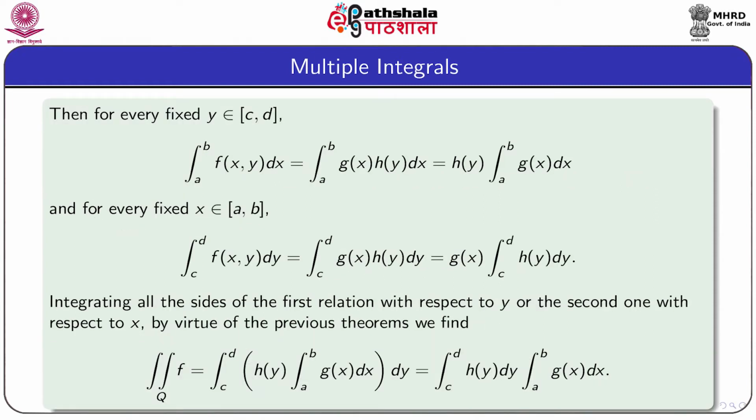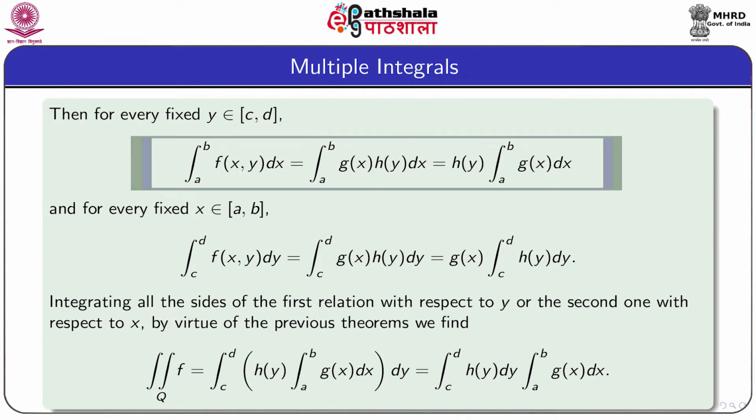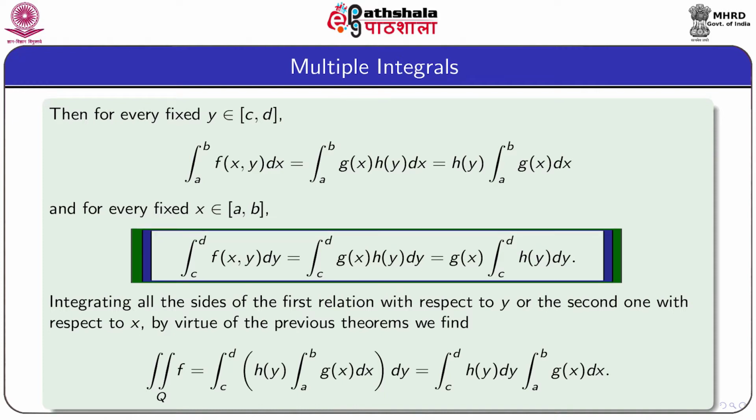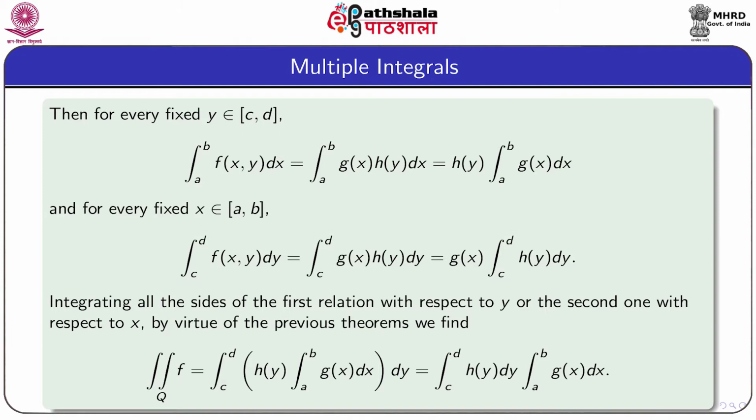Then for every fixed y from the bounded closed interval with endpoints c and d, we find integral a to b f(x, y) dx equals integral a to b g(x) h(y) dx equals h(y) times integral a to b g(x) dx. Similarly, for every fixed x from the bounded closed interval [a, b], integral c to d f(x, y) dy equals integral c to d g(x) h(y) dy, and it is equal to g(x) times integral c to d h(y) dy.